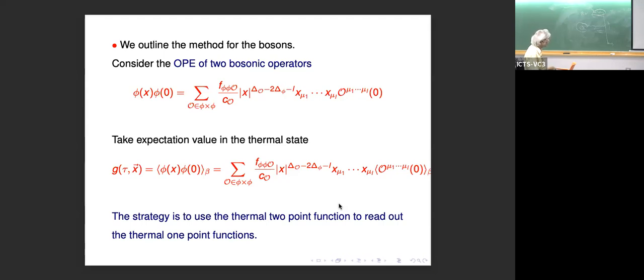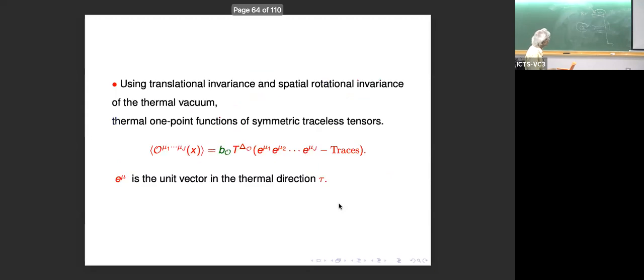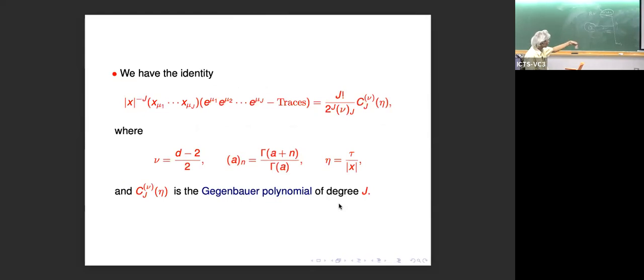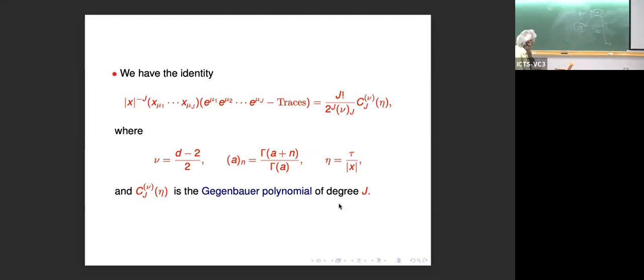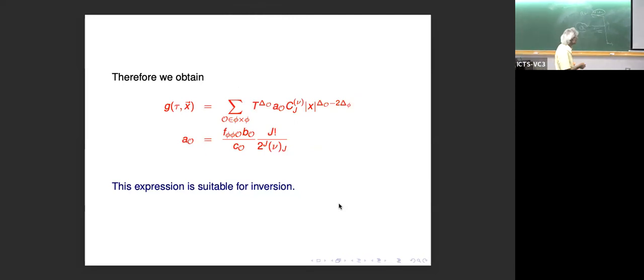Given the thermal two-point functions, we somehow need to find the inverse to read out these one-point functions. Now, using translation invariance and rotational invariance, it's only the time components which get expectation values, and then there is this coefficient which we are after. When you plug these structures in here, you get certain Gegenbauer polynomials and so on. This is the expansion of the two-point function in terms of one-point functions, and this expression you can invert. That is what they call the Euclidean inversion formula.